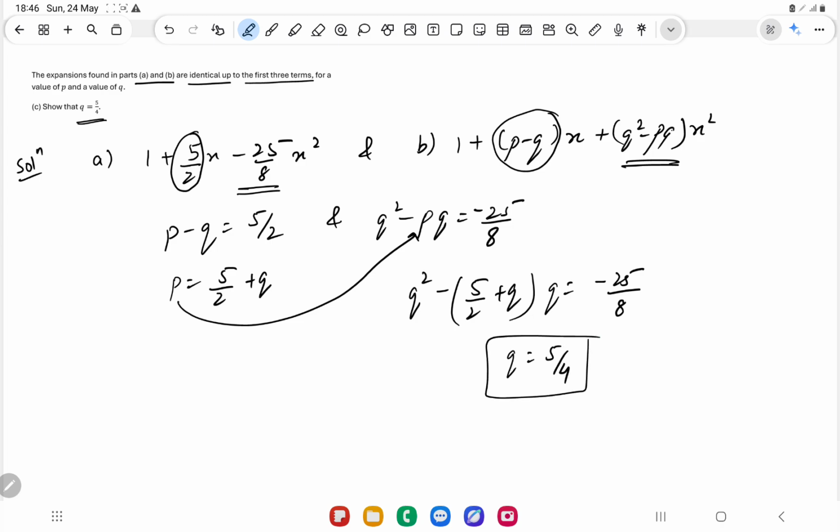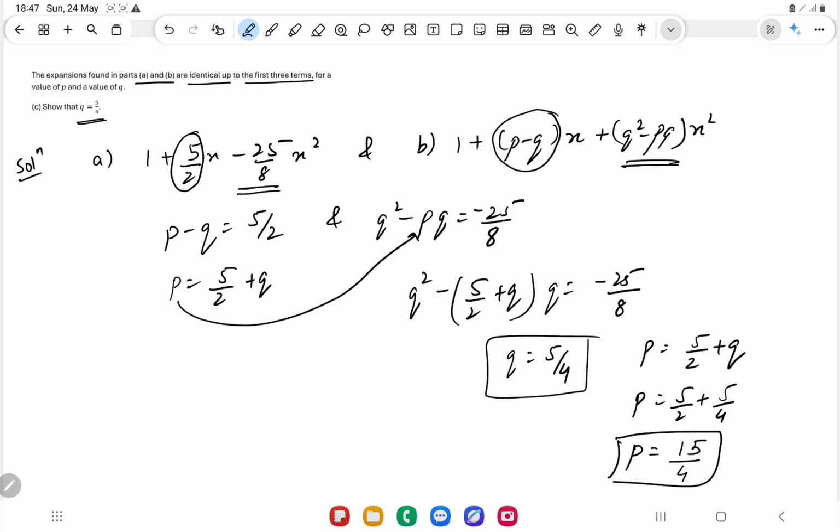You can solve it and check. When we substitute this in the equation of p, this is my equation of p. Upon substituting the value of q as 5 by 4, I will get my p value as 15 by 4, although it is not asked in the question, but we are just calculating.